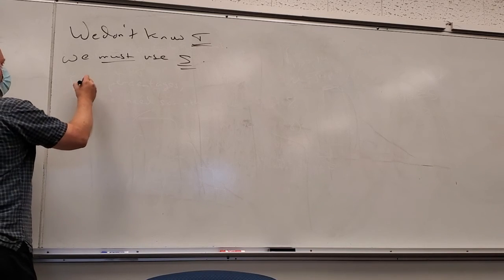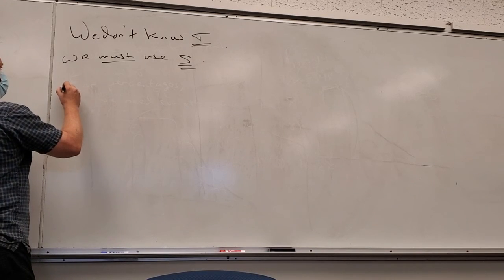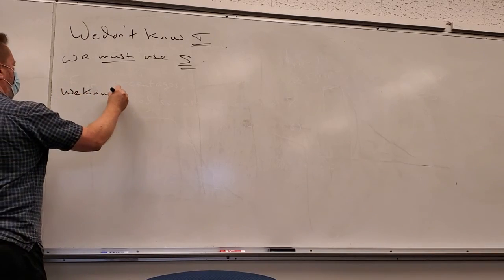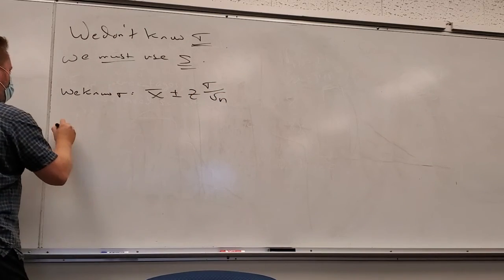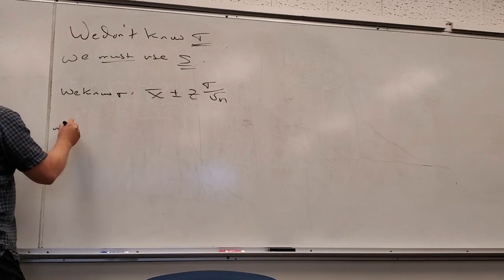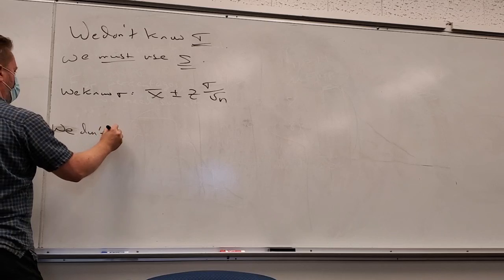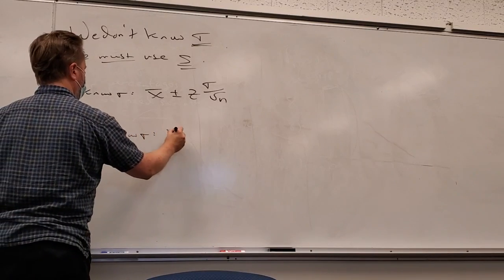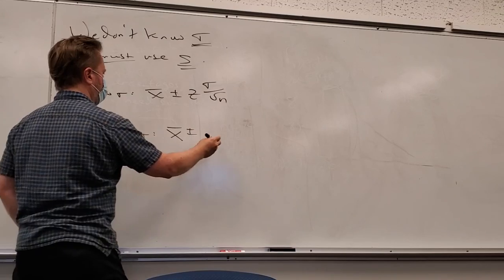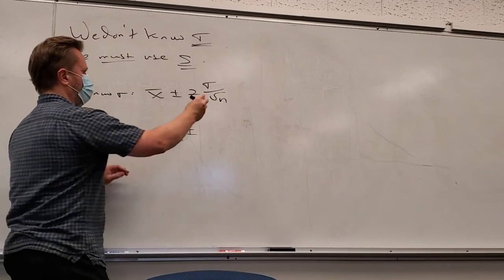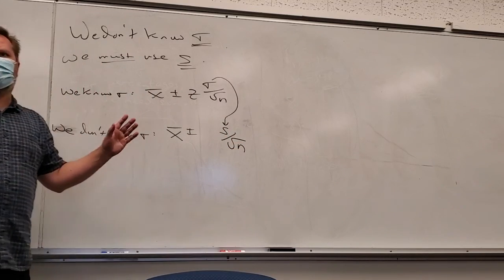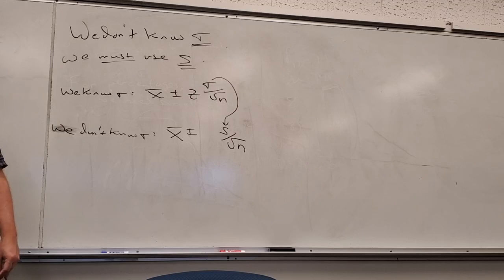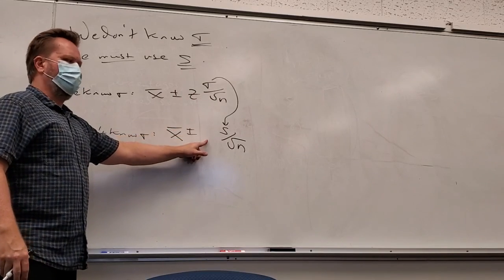So what's going to happen is, if we know sigma, this is the formula. If we do not know sigma, all right, Jeff, there's a letter, there's another letter. There we go. We don't know sigma. We only know S. Here's what happens. It's still the same idea, but now we got to put an S here, because we're going to use it because that's our best estimate for what sigma is. And we're going to put a number here.